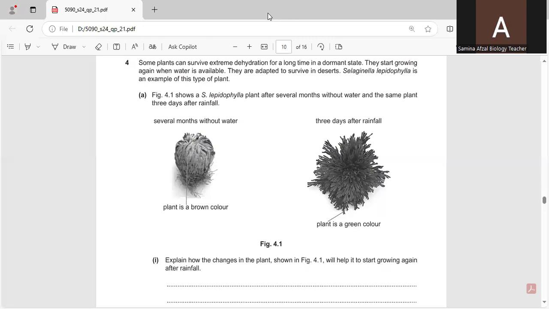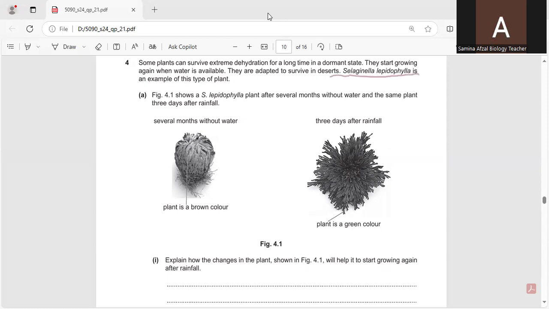Some plants can survive extreme dehydration for a long time in a dormant state. They start growing again when water is available. They are adapted to survive in deserts. Selaginella lepidophylla is an example of this type of plant. So this is a desert plant, Selaginella lepidophylla.